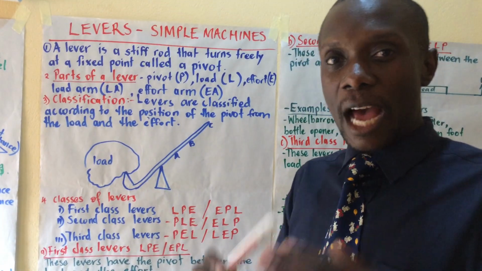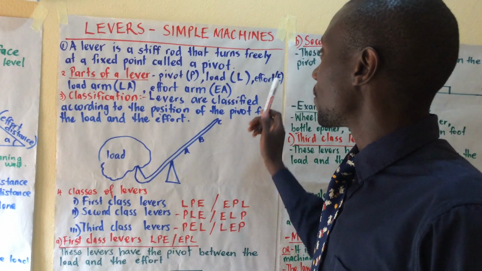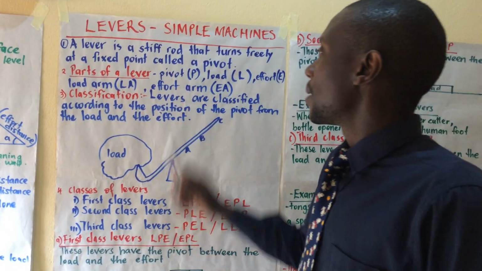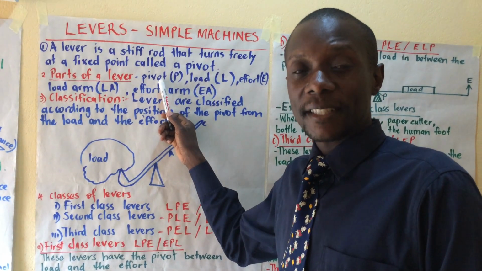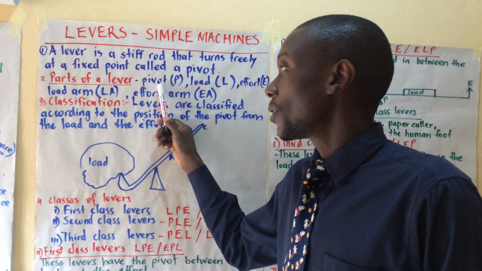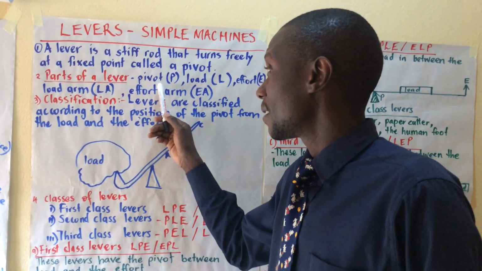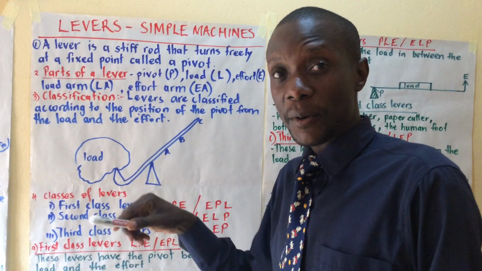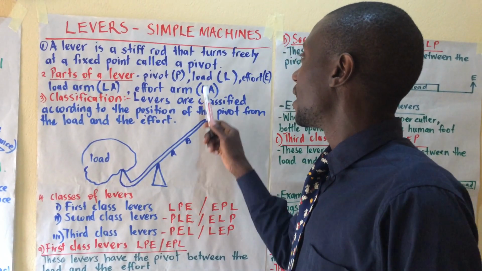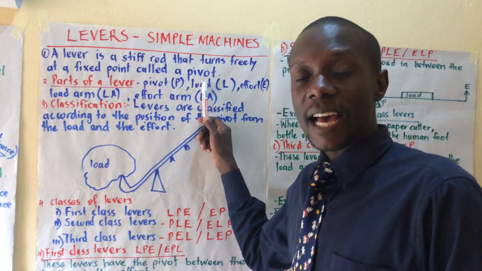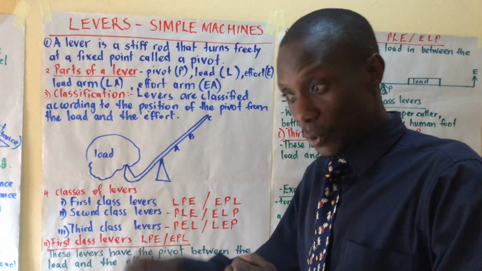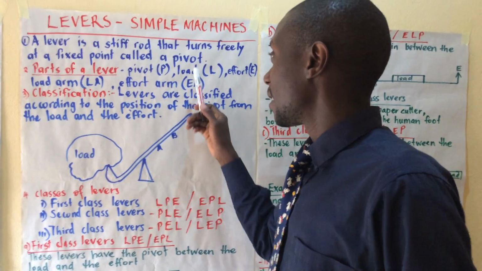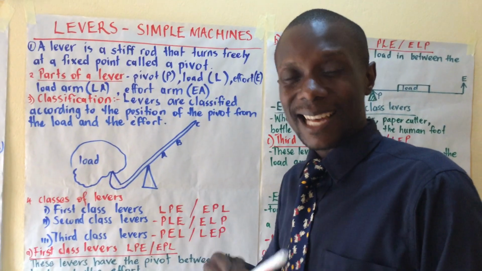So our work is to define each one of these, beginning with the pivot. Pivot is the turning point of a machine, or it is the turning point of a lever for that matter. Then load, this is the force to be overcome. This is the force that we are supposed to overcome. Some books call it the resultant force.